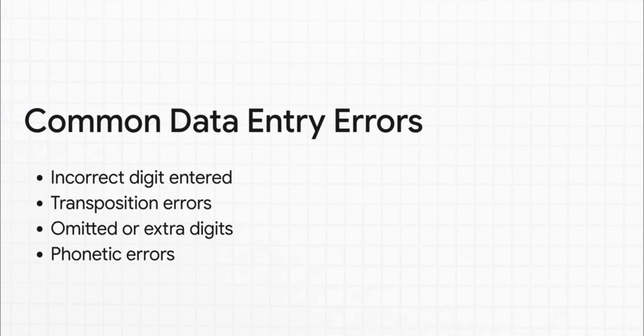You know, you go to type a 0, but your finger slips and hits the 2. Or you just swap 2 numbers around. That's called a transposition error, and it's super common. Or maybe you add an extra digit by mistake or leave one out completely. Check digits are the safety net for exactly these kinds of human fumbles.